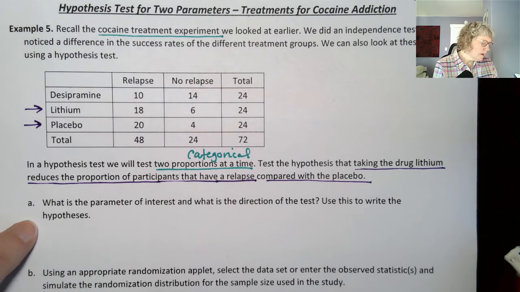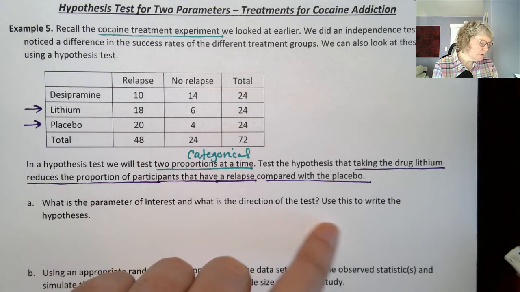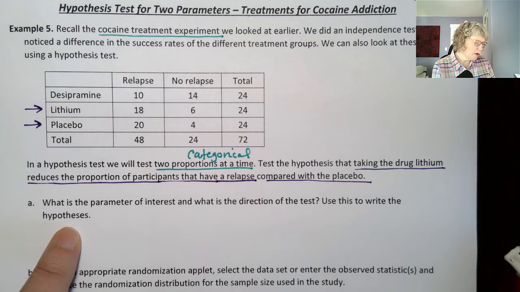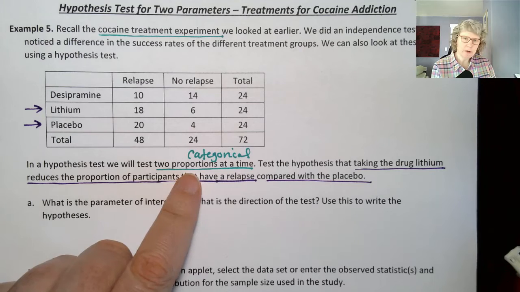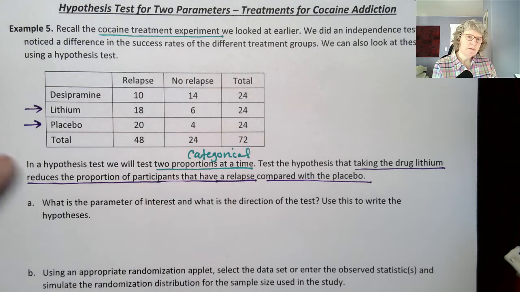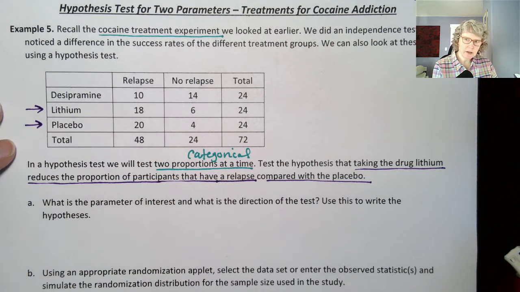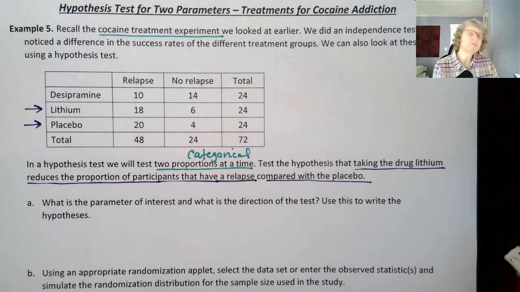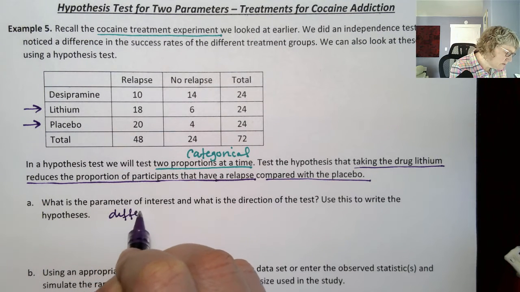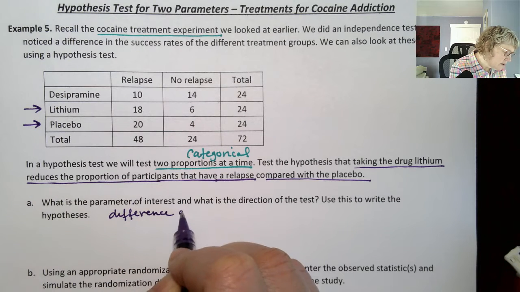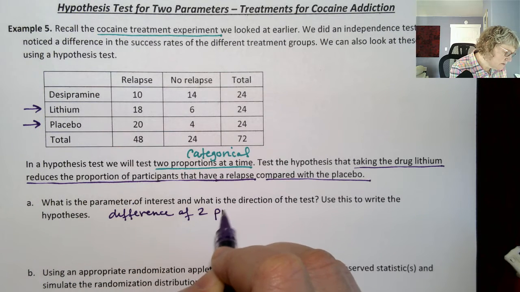Okay, what's the parameter of interest and what's the direction of the test? Use this to write the hypotheses. Okay, parameter of interest. So we know we're talking about proportions, and we've got two things. We're comparing lithium with placebo. Okay, so that tells me it's the difference of two proportions. Okay, so I'm going to write out difference of two proportions.